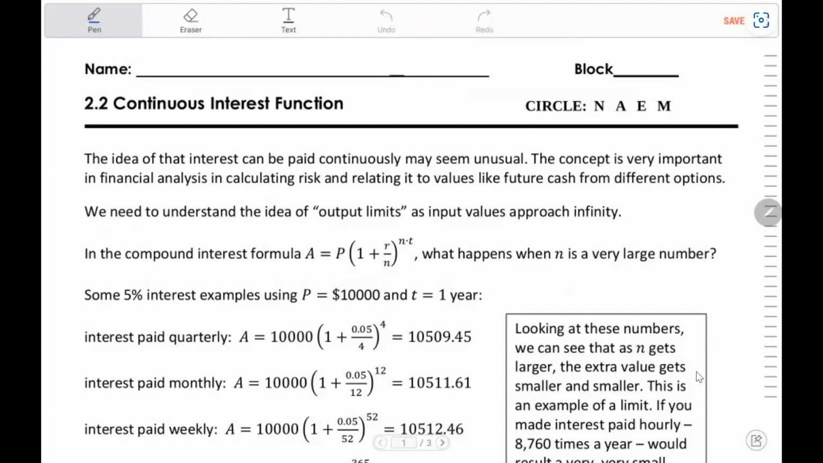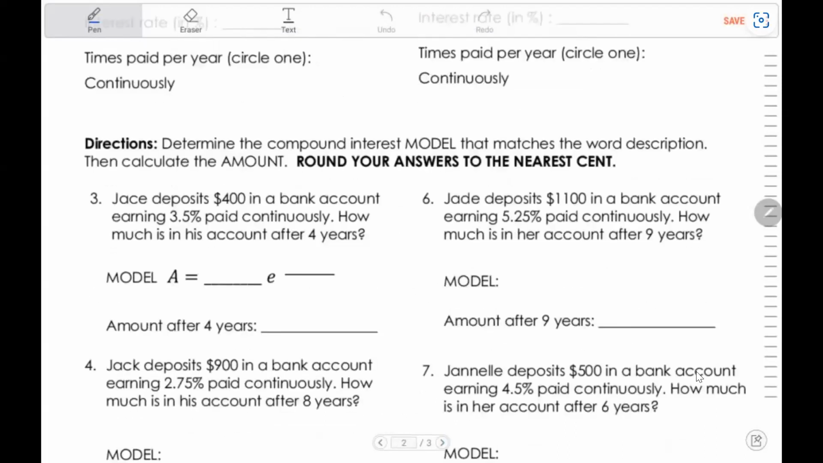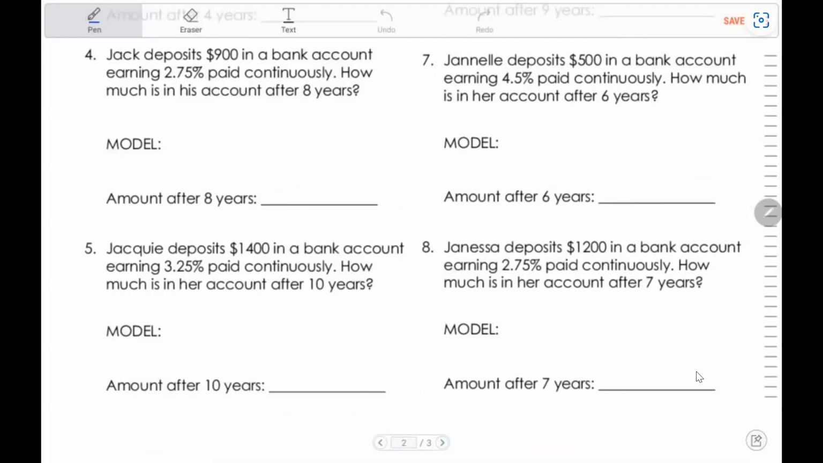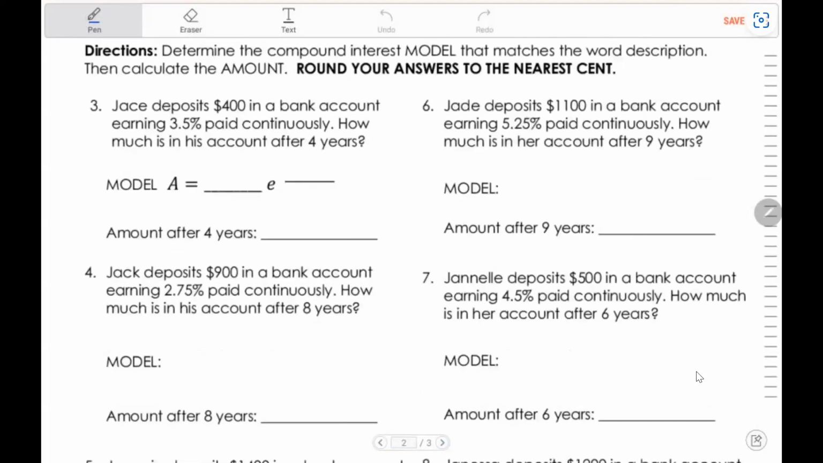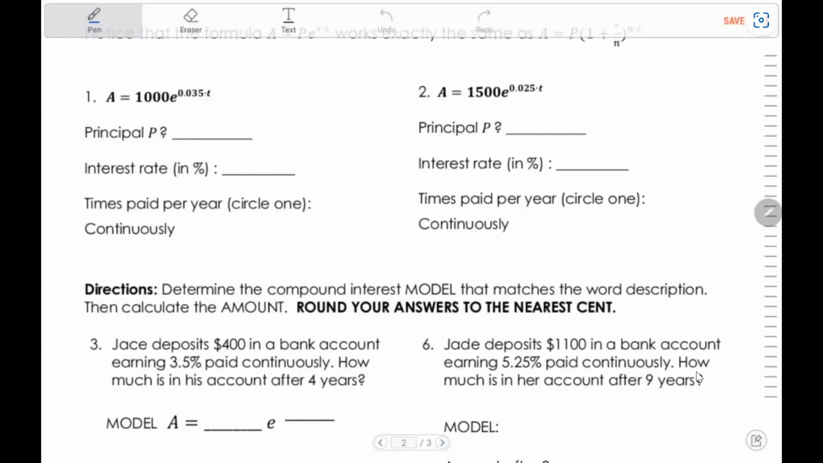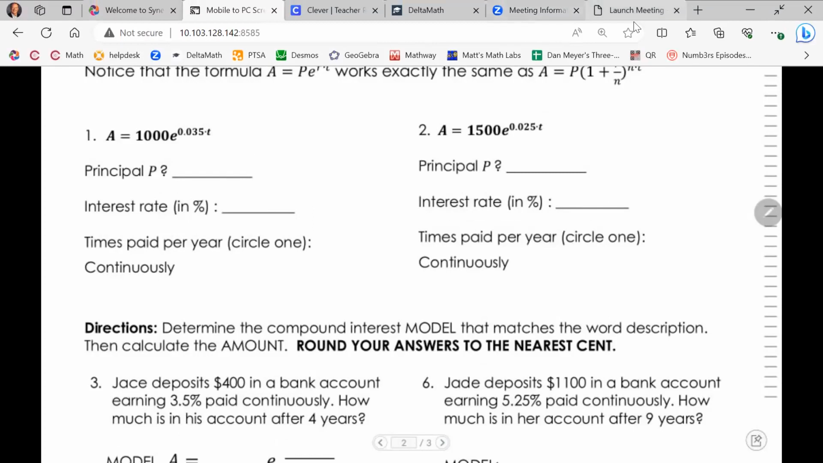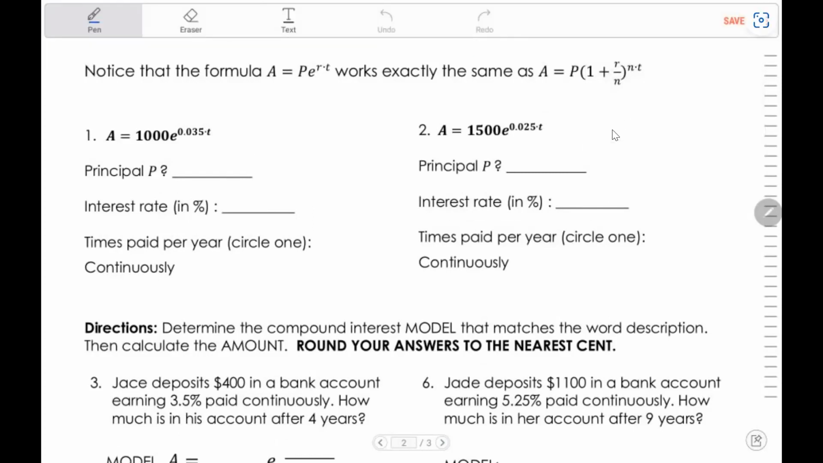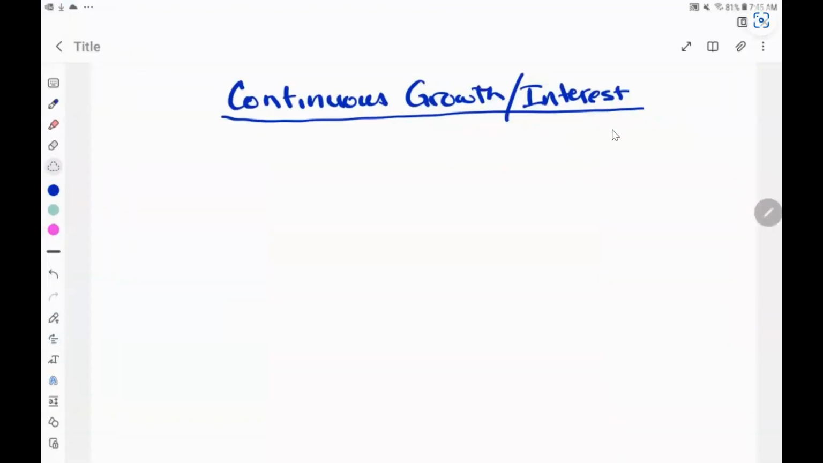Okay, and then there's a few problems to go through on the next page, and then you have a Delta Math assignment, which covers all the compounding stuff that we've been talking about. All right, so I'm going to do a little math here, continuous growth or interest.